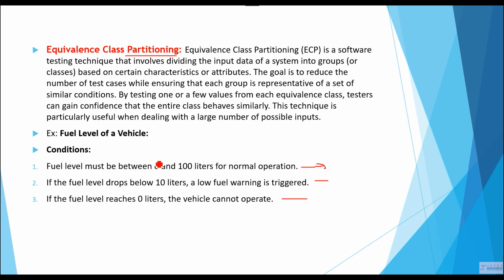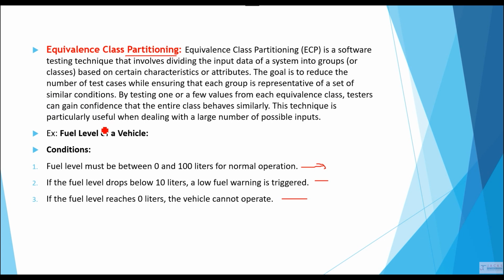Now we have 0 to 100. We can't apply 1 liter and check whether it is in normal operation mode, then 2 liters, then 3 liters. It will be very difficult, and it cannot reduce the number of test cases. So what we have to do is divide these values into partitions, where each partition is representative of a set of similar conditions.